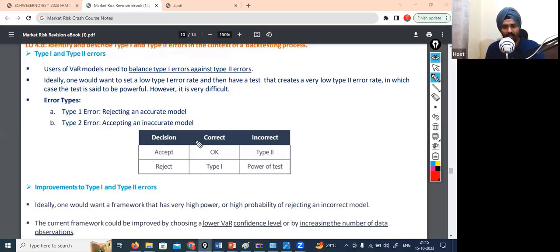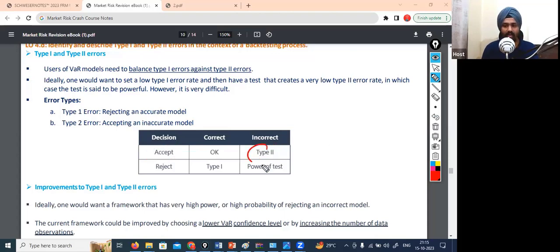When you accept a correct model, it's good. It's okay, you've done a decent job. And when you reject an incorrect model, that's a good thing, and that's known as the power of test. Mathematically, we call this the power of test. Well, this is where the bad thing happens. When you accept an incorrect model, that's a type 2 error. You accepted an incorrect model.